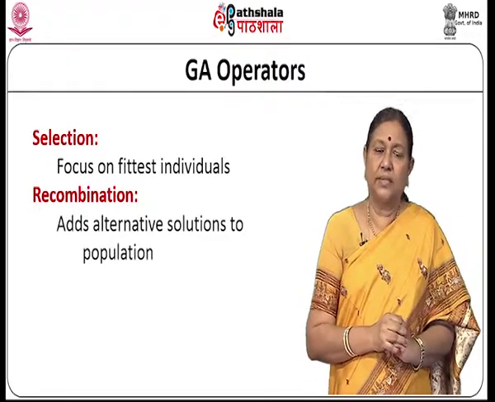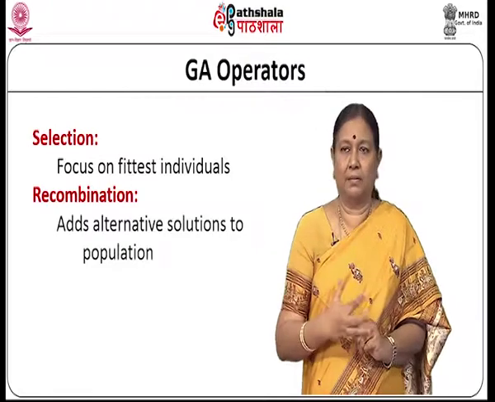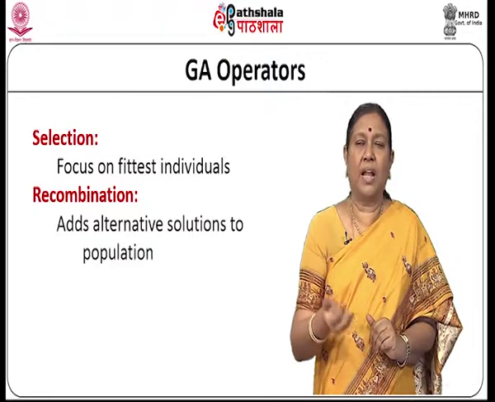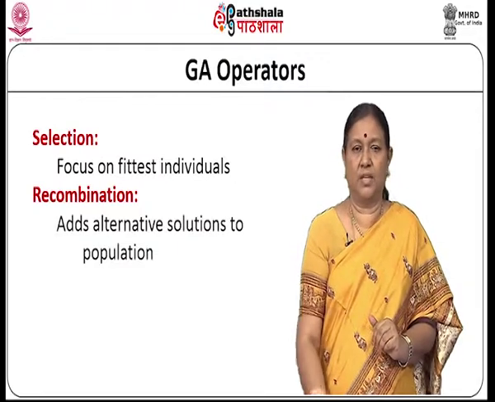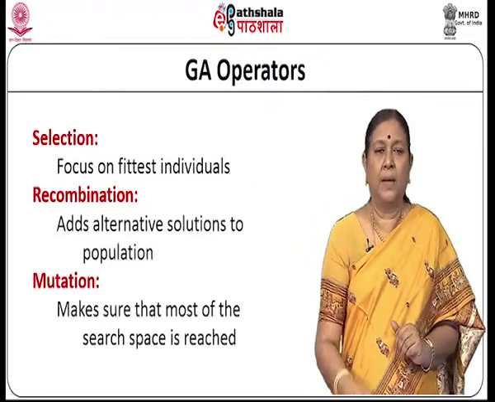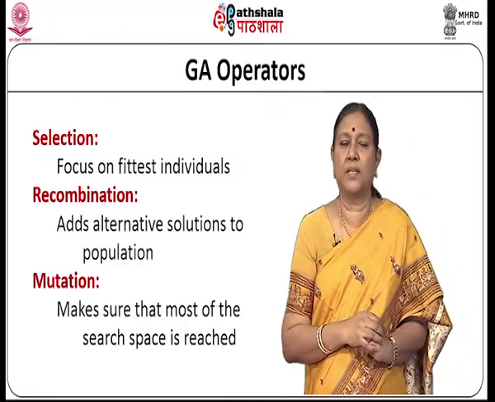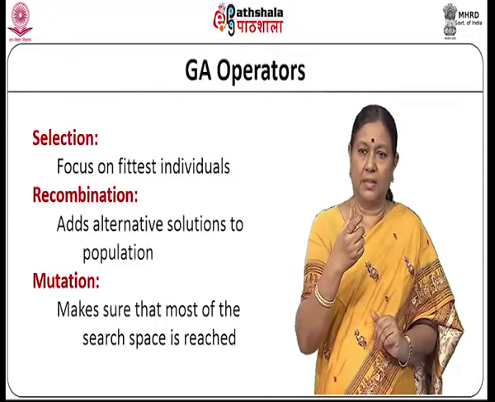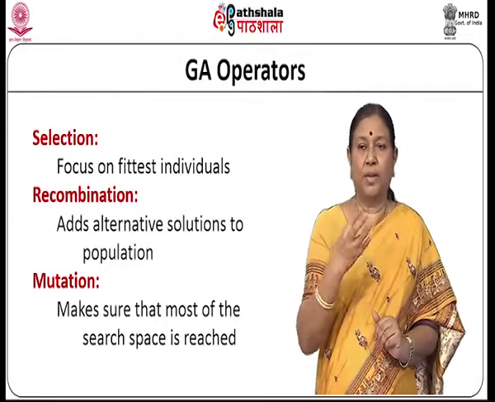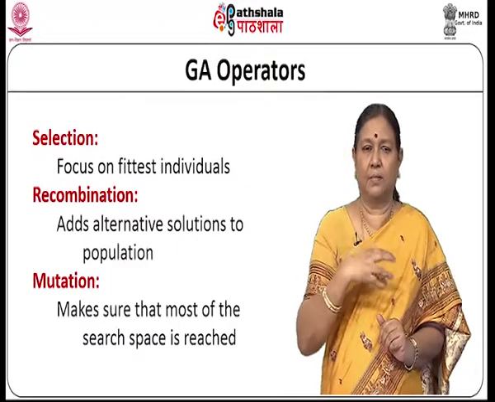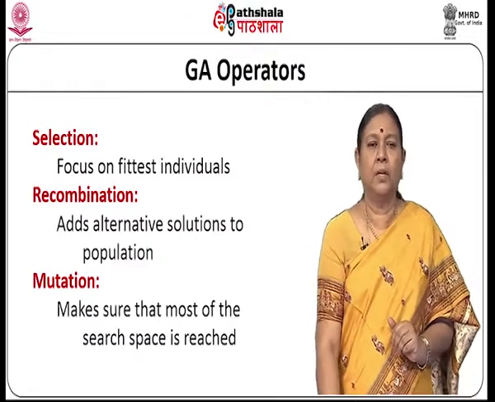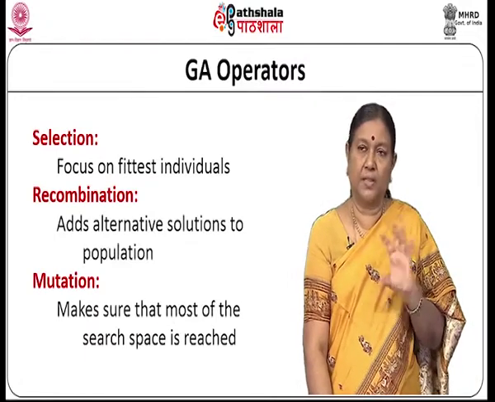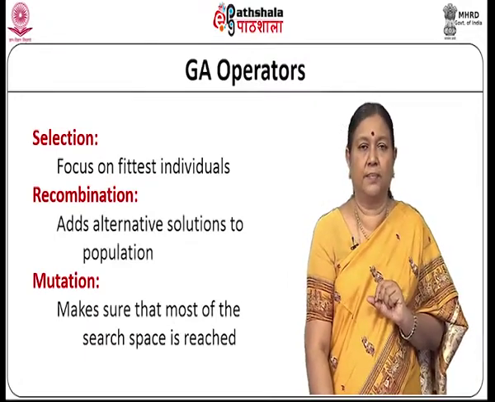In recombination, you do not want to use the same pair to create the same type of child. So, you want to create a child that is different from the parent. So, you have an alternative solution in the population, and that is what you do through recombination. And in mutation, you make sure that most of the search space is reached, so that the child is slightly different from both the parents. That is why you try to go away from the search space a little bit, so that most of the search space is covered, not only the space covered by the parents.